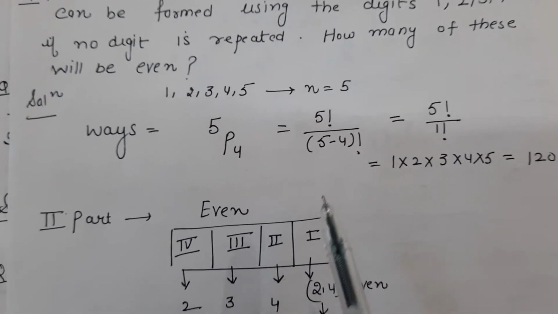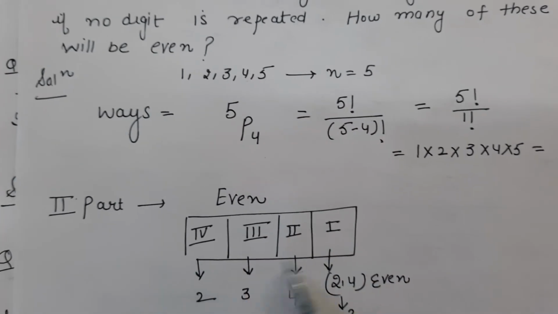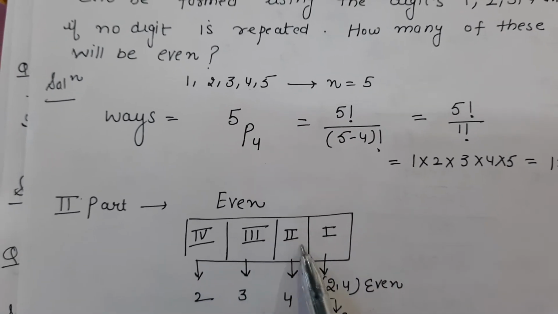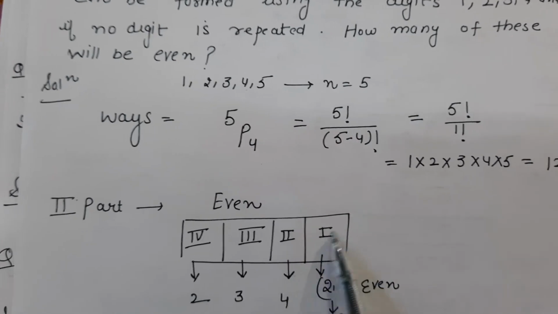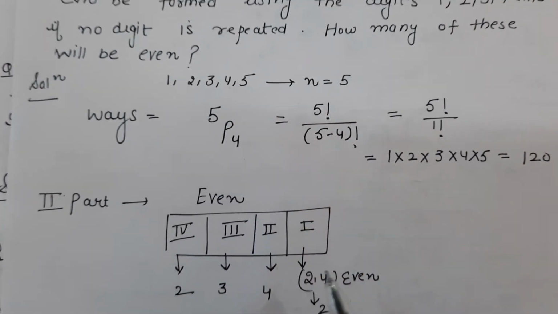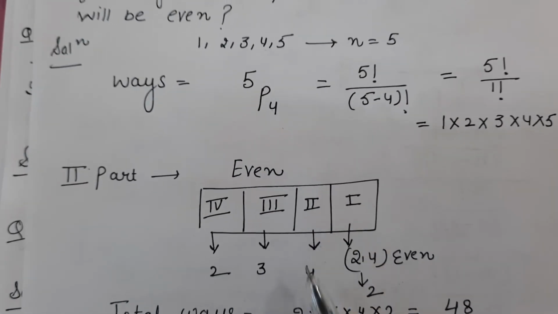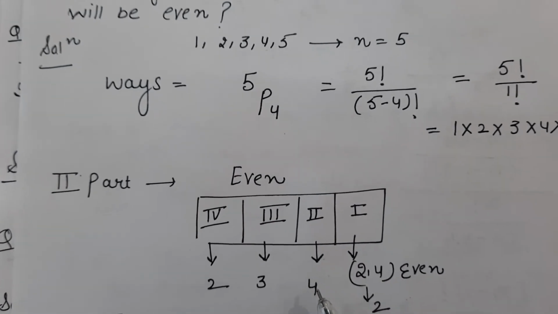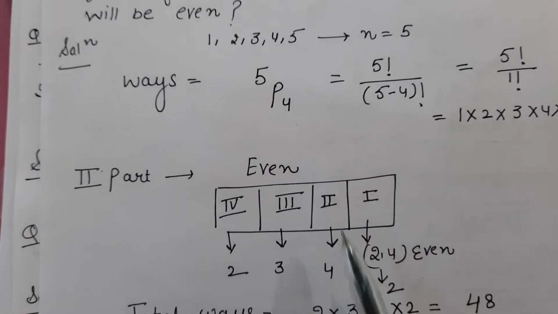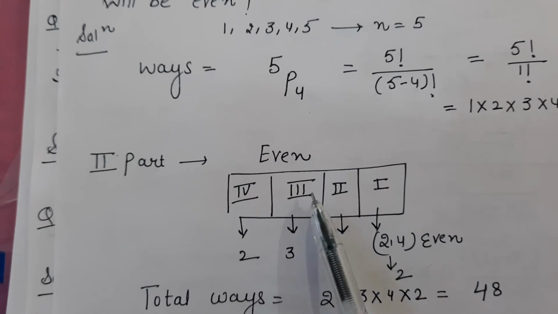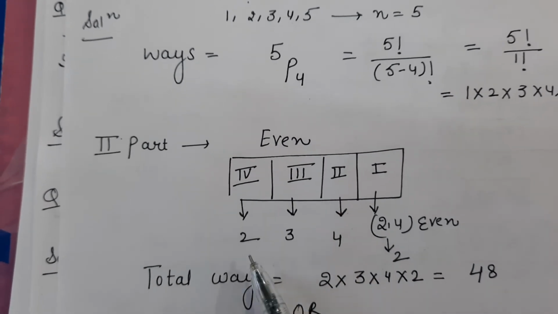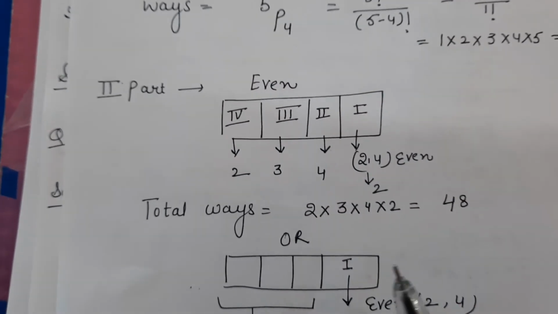Second part, how many of these will be even? Now again you have to form 4-digit number, make 4 blocks here. For even, you can take either 2 or 4 here. So the ways are 2. The repetition is not allowed. Total digits were 5. You have used 1. So now this place can be filled in 4 ways. This place 3 ways and this place 2 ways. So this is your answer.